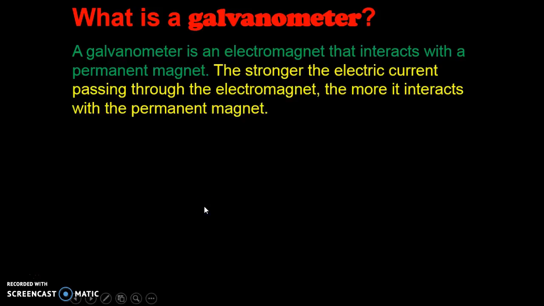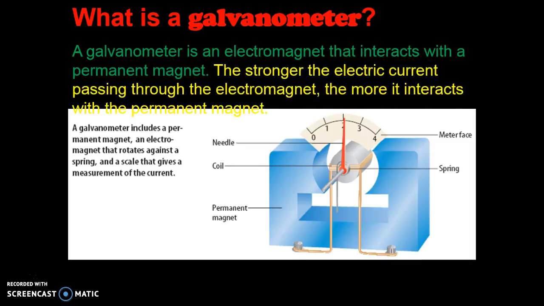So a galvanometer is an electromagnet that interacts with a permanent magnet, and I'm going to show you a picture here again. So the stronger the current passing through the electromagnet, the more it interacts with the permanent magnet. So here's your electromagnet, and here's your permanent one.